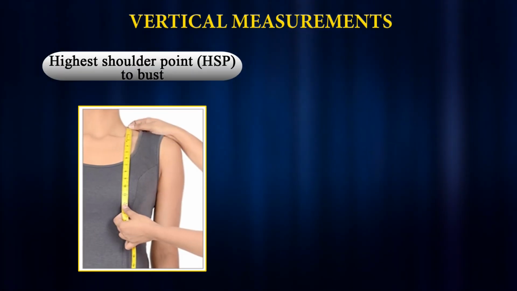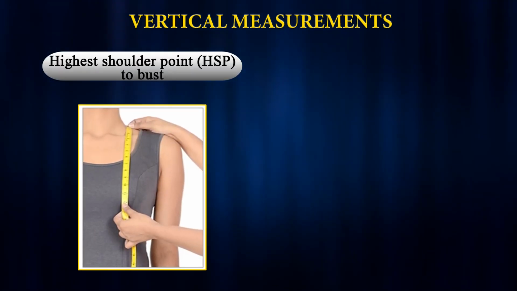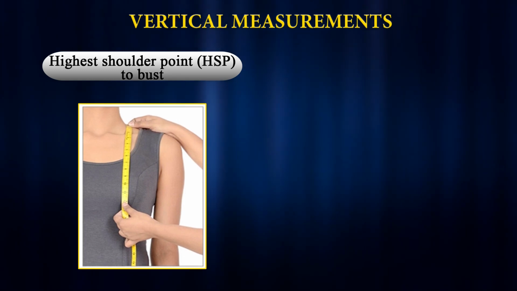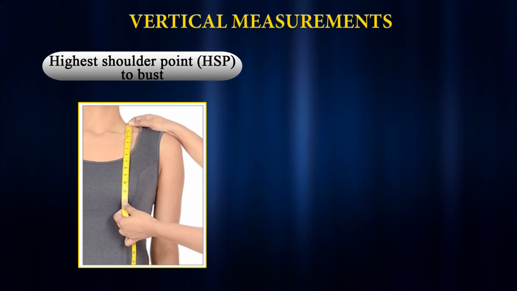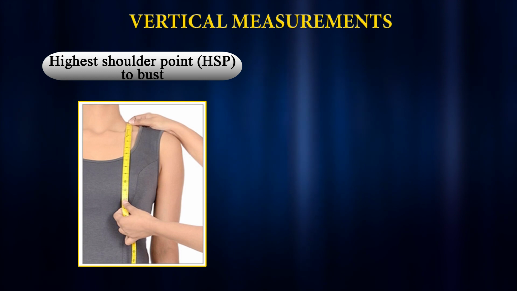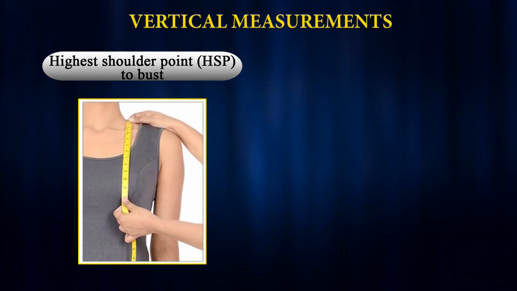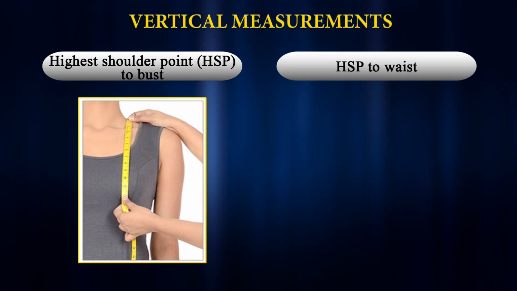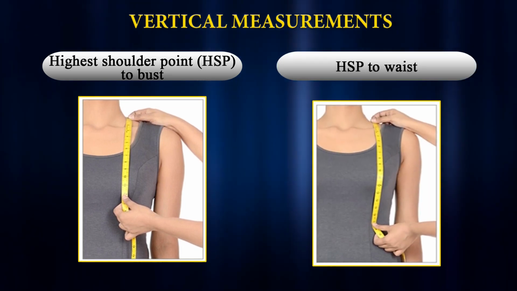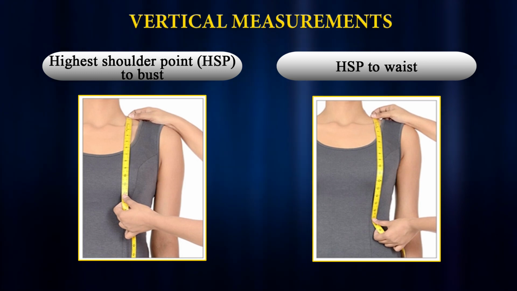Then in vertical measurement comes the high shoulder point to bust. We discussed the high shoulder point as a landmark, and from that particular point to bust we take a vertical measurement. High shoulder point to waist we take as a measurement for creating a garment.